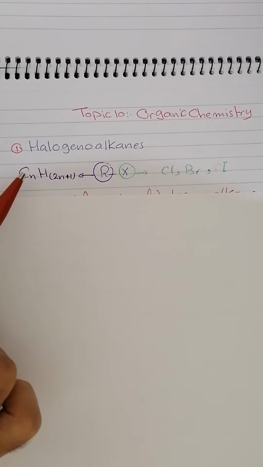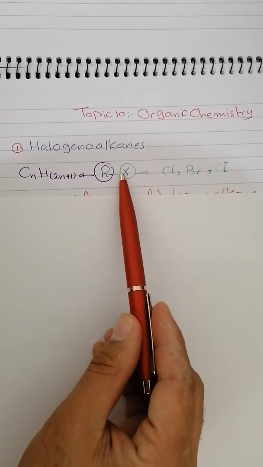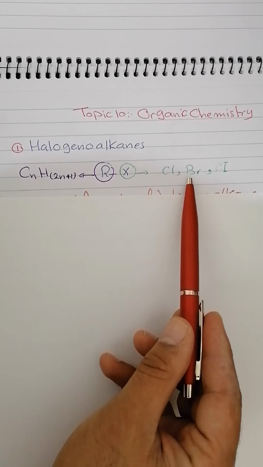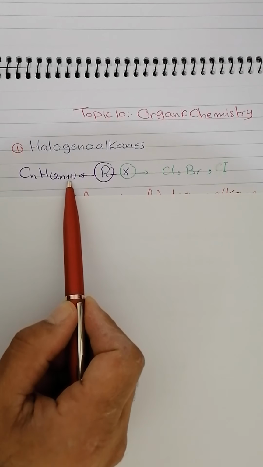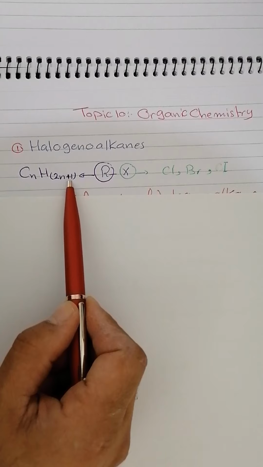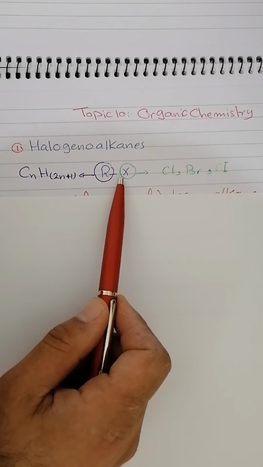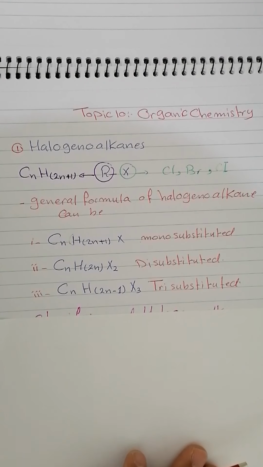Halogenoalkanes are a functional group where we have an alkane with one hydrogen atom replaced by a halogen. This halogen can be chlorine, bromine, or iodine. The general formula of a halogenoalkane is RX, where R is CnH2n+1. It's very close to the alkane formula, but one of the hydrogens is removed, so it decreased by 1 from the alkane and is substituted by a halogen. Now the general formula can be rewritten in different shapes.